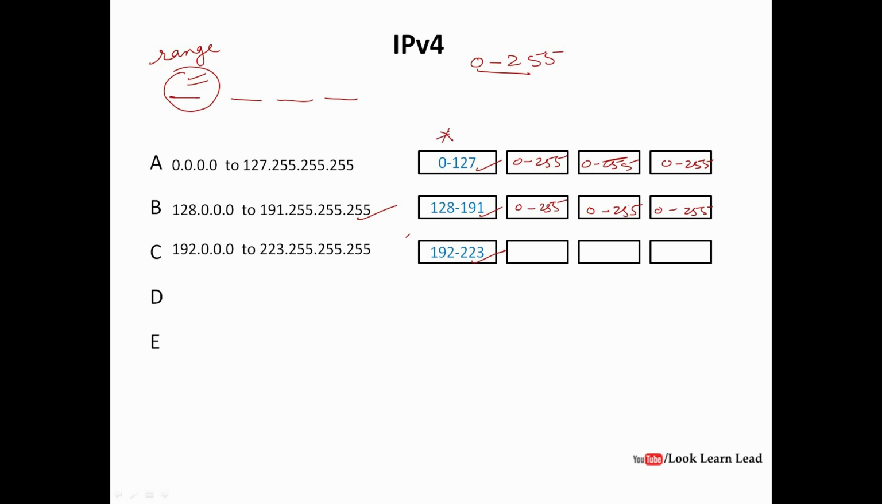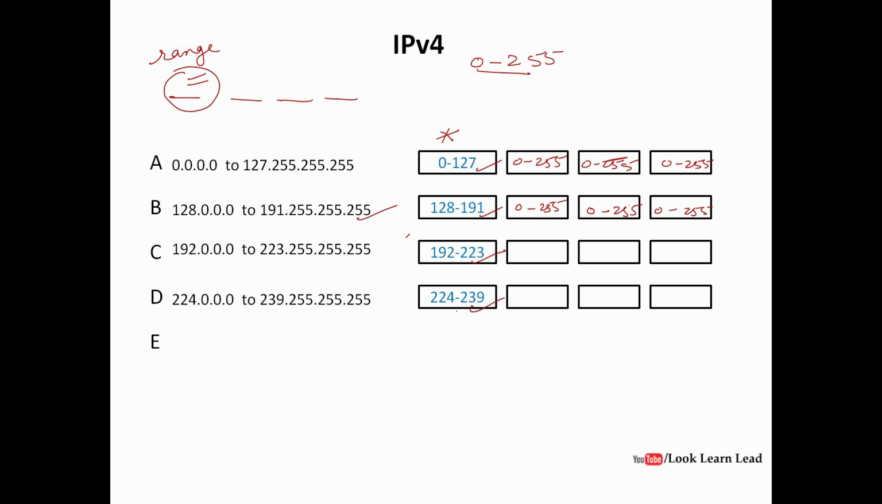You have to remember these things. This is very important; one question can come from here. For class D, the range is from 224 to 239. And for class E, the range is from 240 to 255, 255 being the last number.